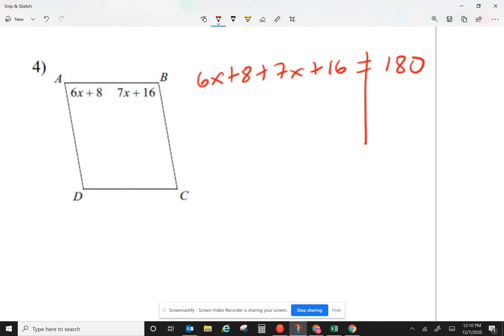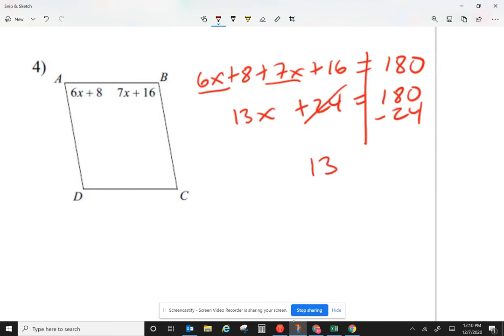Let me condense the left side, right? Let me make things smaller. So 6x plus 7x, I'm going to combine like terms. 6 plus 7, that's 13. So that gives me 13x. Then I also see 8 plus 16. That's 24. So 13x plus 24 equals 180. All right, let me get the x term by itself. So the 24, let me move it over as a minus 24. So that gives me that 13x equals 156. Now let me divide both sides by 13. X equals 12.